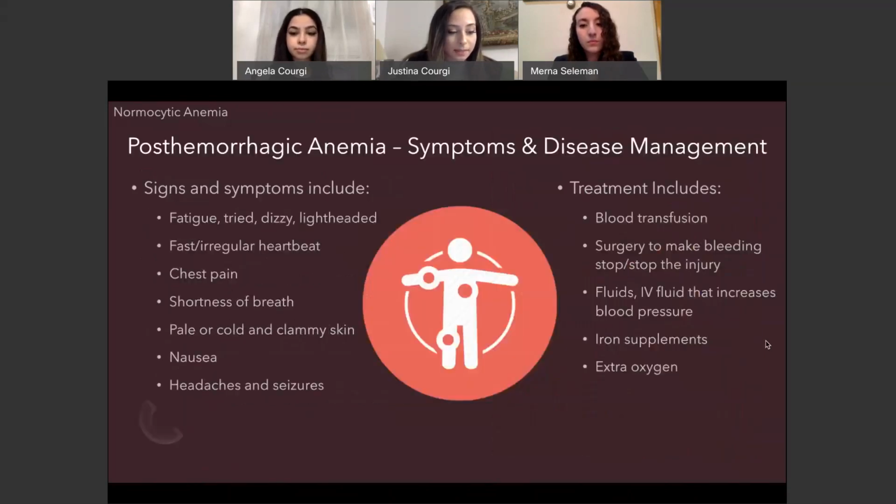Some signs and symptoms can include fatigue, fast or irregular heartbeat, shortness of breath, nausea, headaches, and seizures. And in order to diagnose this anemia, blood tests are taken, urine or bowel movement samples are tested for blood, or an endoscopy procedure is conducted to check for any internal bleeding. Some other ways to treat this anemia include blood transfusion, IV fluids that increase blood pressure, iron supplements, and extra oxygen.